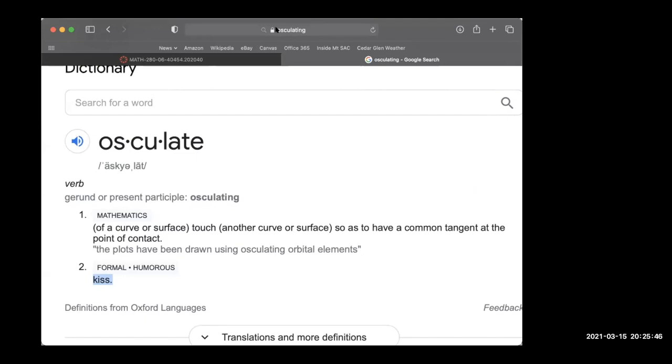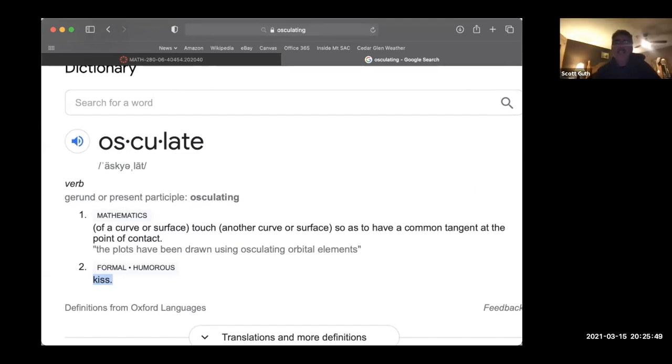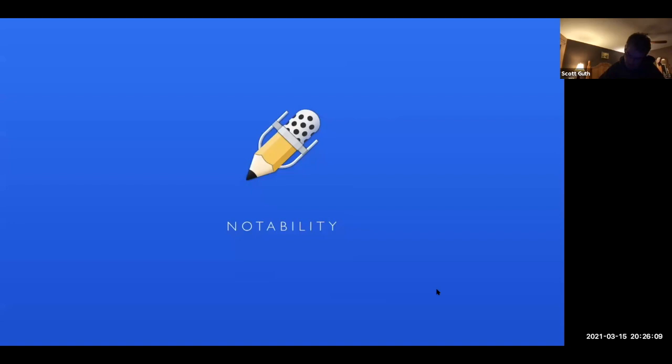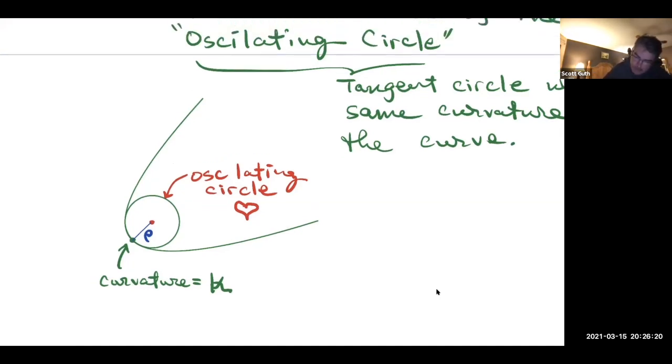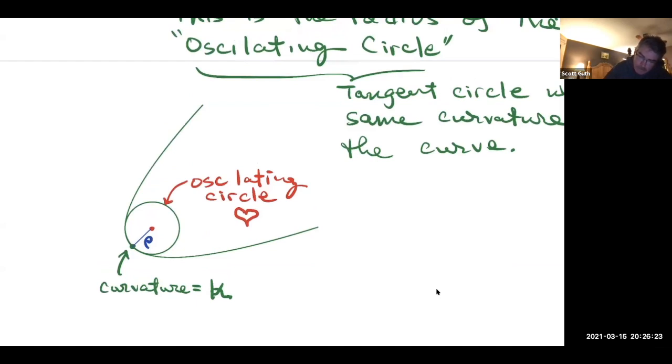Okay. So that's oscillate. Let me go back here. This is taking forever to get through. I'm so sorry. All right, so let's spell it right. Okay, so that's a U.